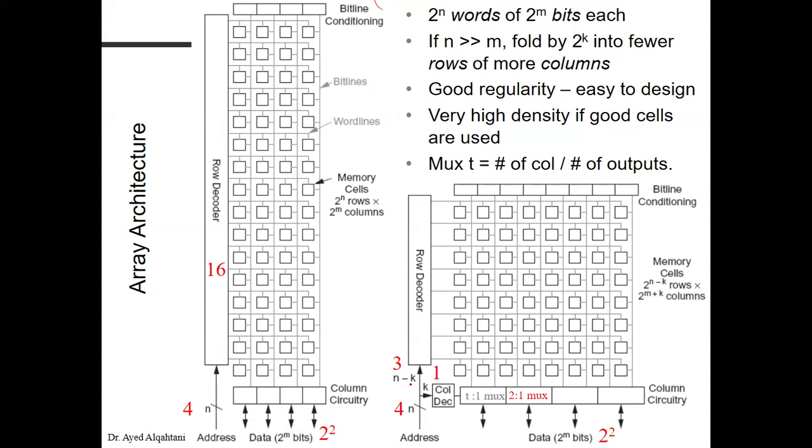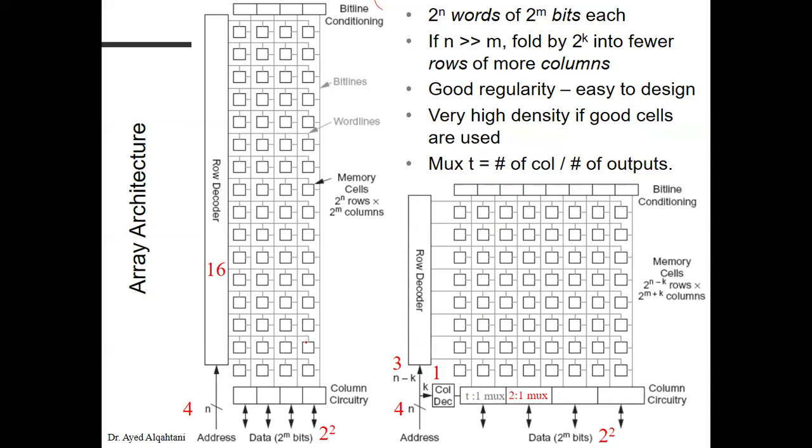Now, when you fold, you're actually taking some of the row decoder and making it into a column decoder. So basically this 4, we distributed it to 3 and 1 by introducing this k. So k here is equal to 1. 4 minus 1 is 3, and the k will be over here. And now we have a square shape. This way, we have fewer rows and more columns. It becomes good regularity, easy design, and a very high density of good cells are used. You can do it like repeated over and over.